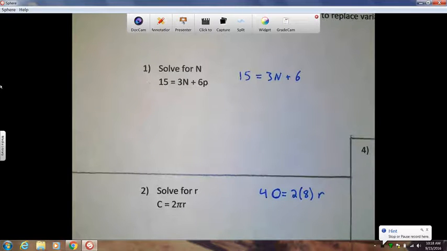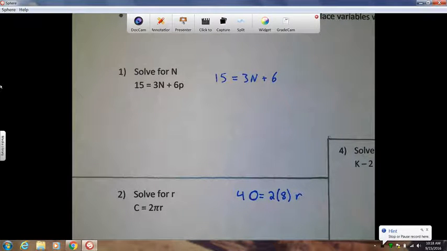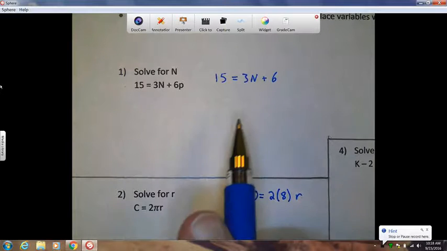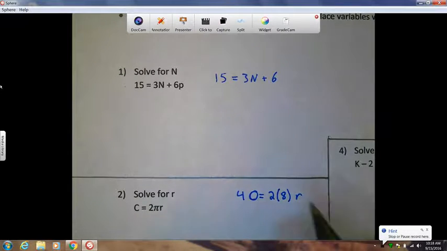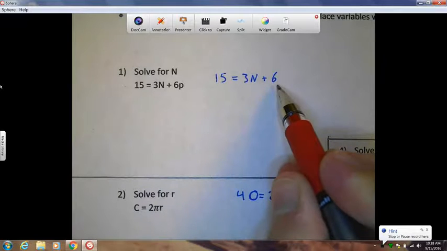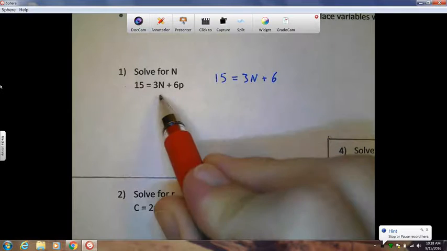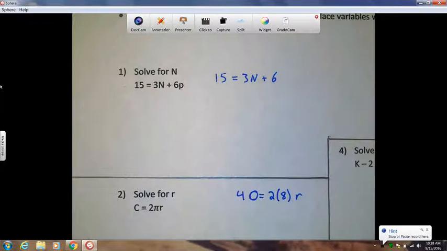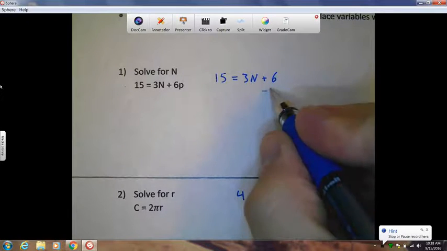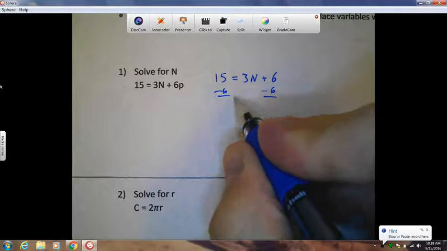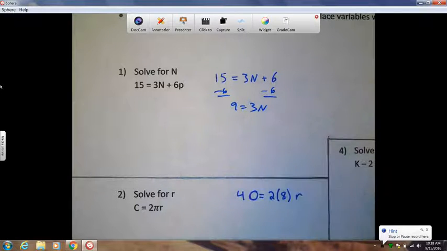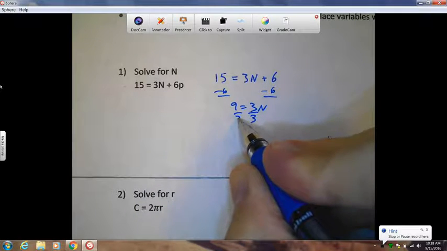For number one it says solve for n, and I have 15 is equal to 3n plus 6p. So what I did over here to show you guys is I turned everything into numbers except for the variable I'm looking for, so that part didn't change. And so what I can do is help figure out how I need to solve that. And most of you will say I need to subtract 6 and then divide by 3.